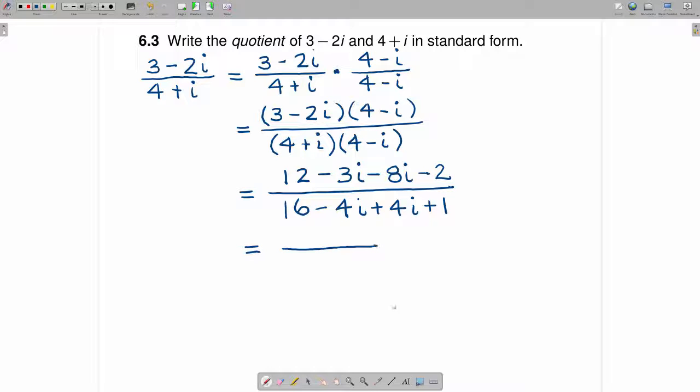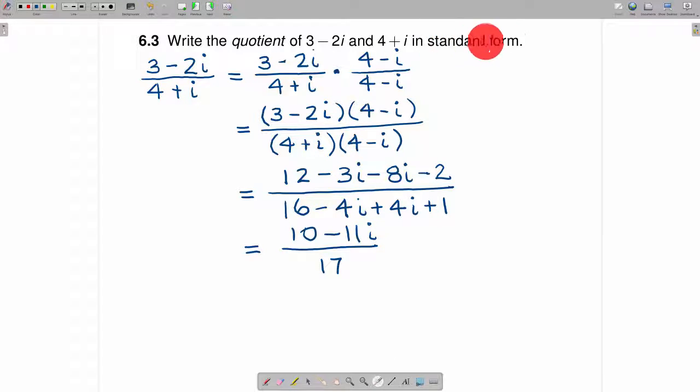Let's combine all these together. The denominator, you can see the thing that we expected would happen. The imaginary part would drop out, and we're left with 16 plus 1, which is 17. Now for the numerator, 12 minus 2 is 10, and negative 3i minus 8i is negative 11i. So we get 10 minus 11i divided by 17.